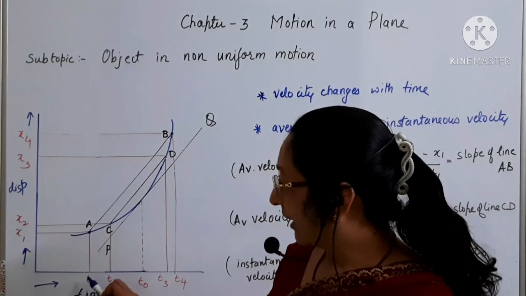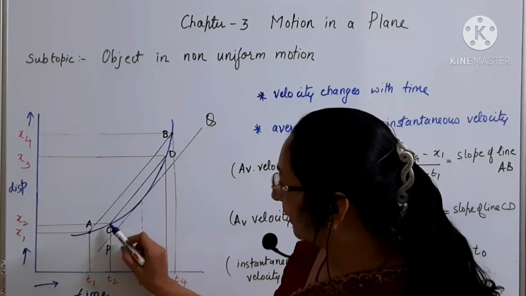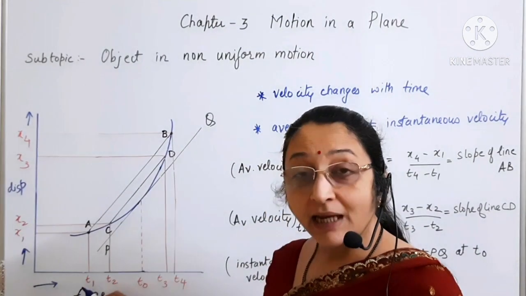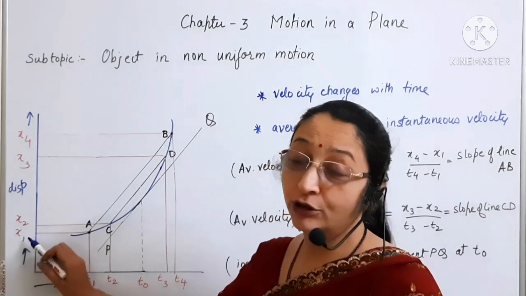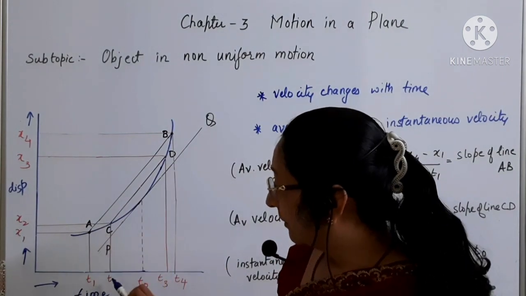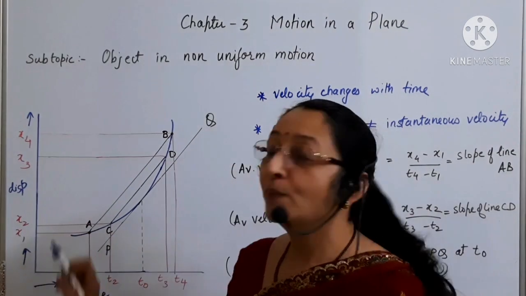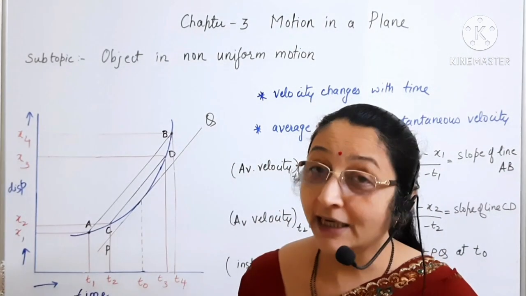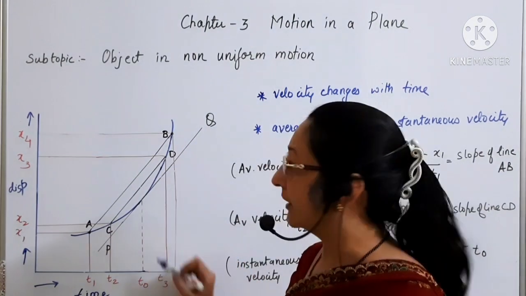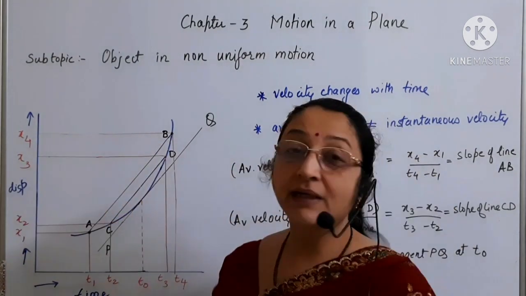Now here we are considering the particle at point A, point B, point C and point D. At point A, the time is t1 and the position of the particle, or the displacement, is x1. At point C, the time is t2 and the displacement of the particle is x2. At point D, the time is t3 and the displacement is x3. At point B, the time is t4 and the displacement is x4.